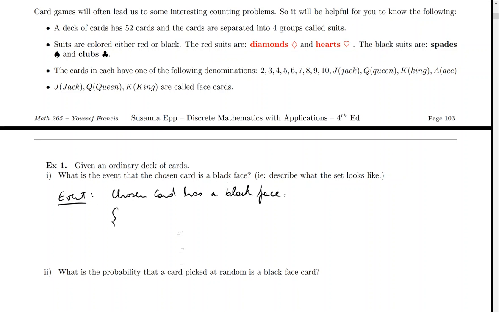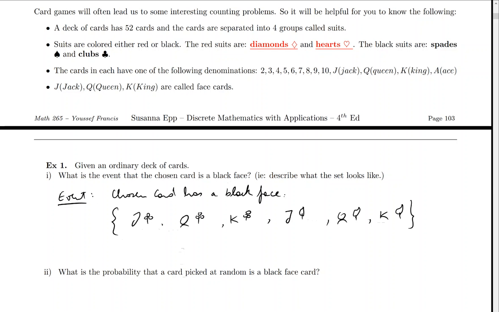Well, the set looks like this. I could get a jack, a queen, or a king of diamonds, spades, and clubs. Okay, so clubs, and clubs again. Or I could get a jack, a queen, a king of spades. So I'm gonna try to make a spade symbol. And there you go. So those are the possible ways to get a card with a black face.